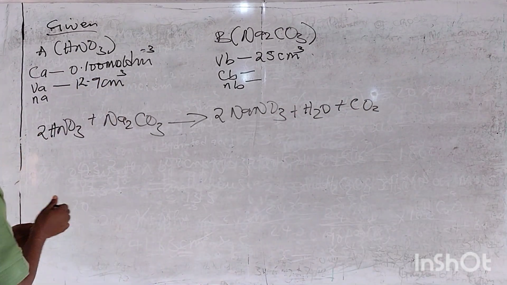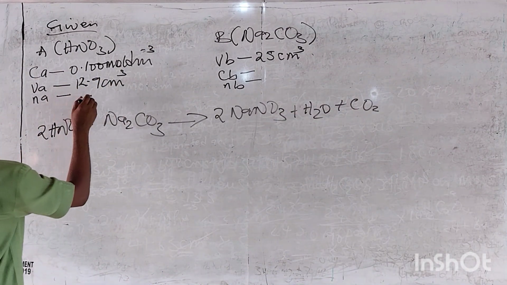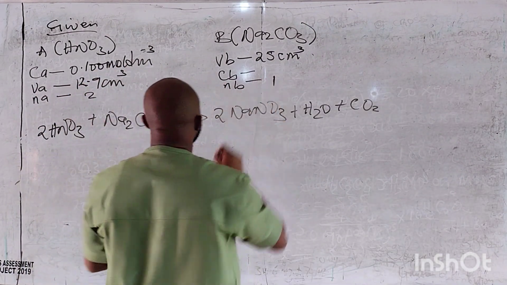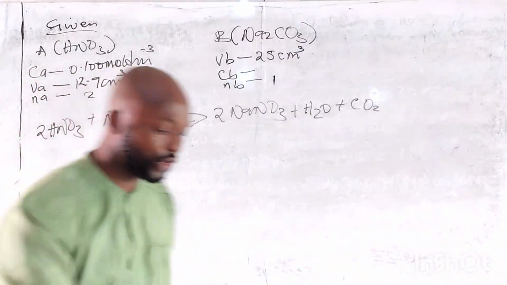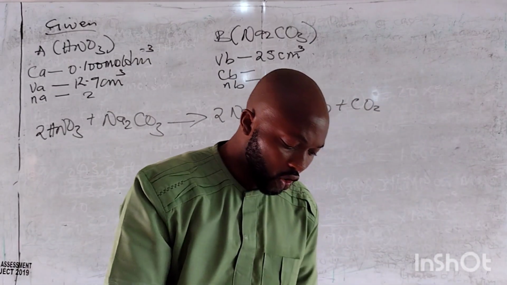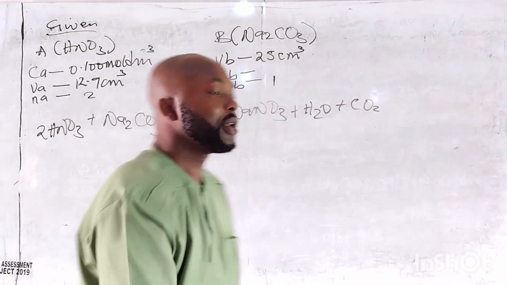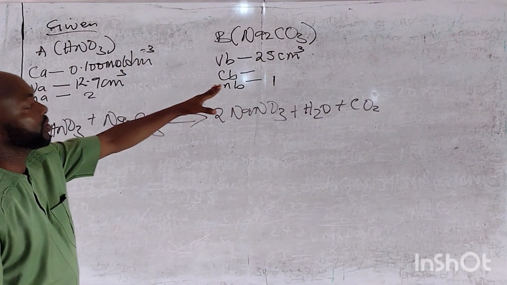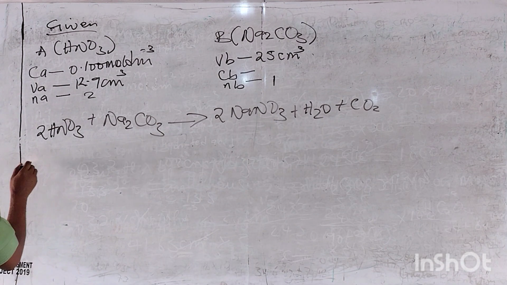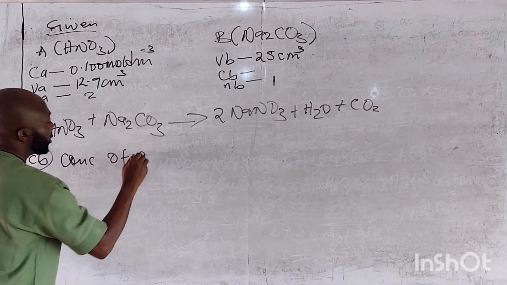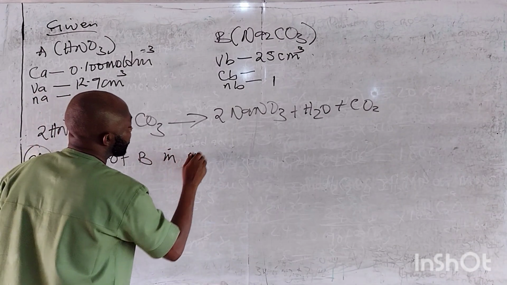So from here, we can establish that our number of moles of acid is 2, and our number of moles of the base is 1. So first question, what did I say we should do? Concentration of B in mole per dm cube. That's what they want us to get. So we have to get our CB. For us to get our CB, let's put it here. CB means concentration of B in mole per dm cube.